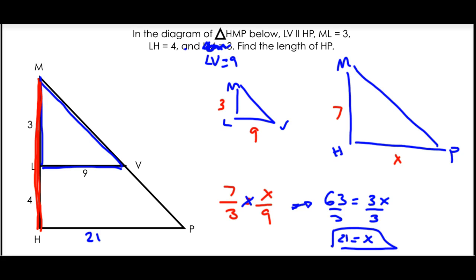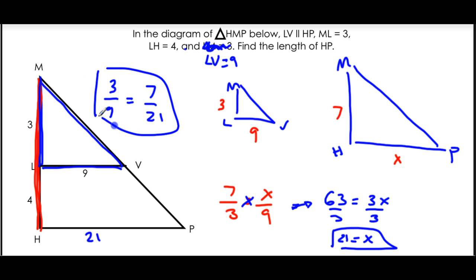Oh, wait, sorry, let me just say one more thing, just to show that this is right. This side, 3 is to 9. This is the ratio of 3 to 9, which is the same thing as 7 is to 21. 3 over 9 is equal to 7 over 21. Does that make sense? Well, 3 times 3 is 9, 7 times 3 is 21. The ratios are the same. So just to make sure, this does make sense.